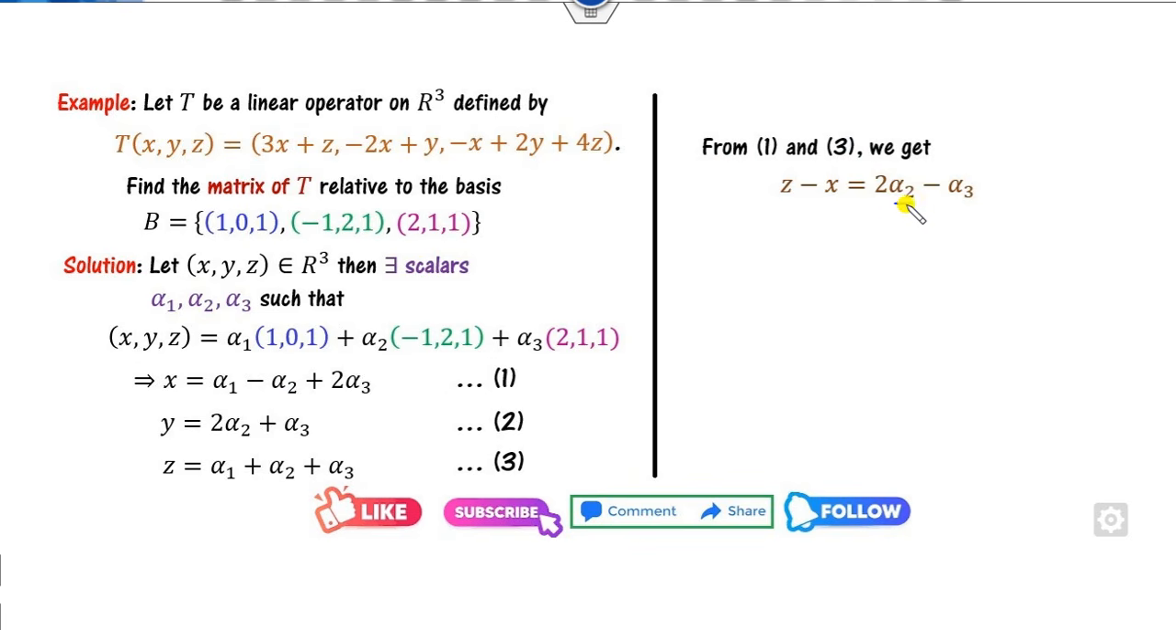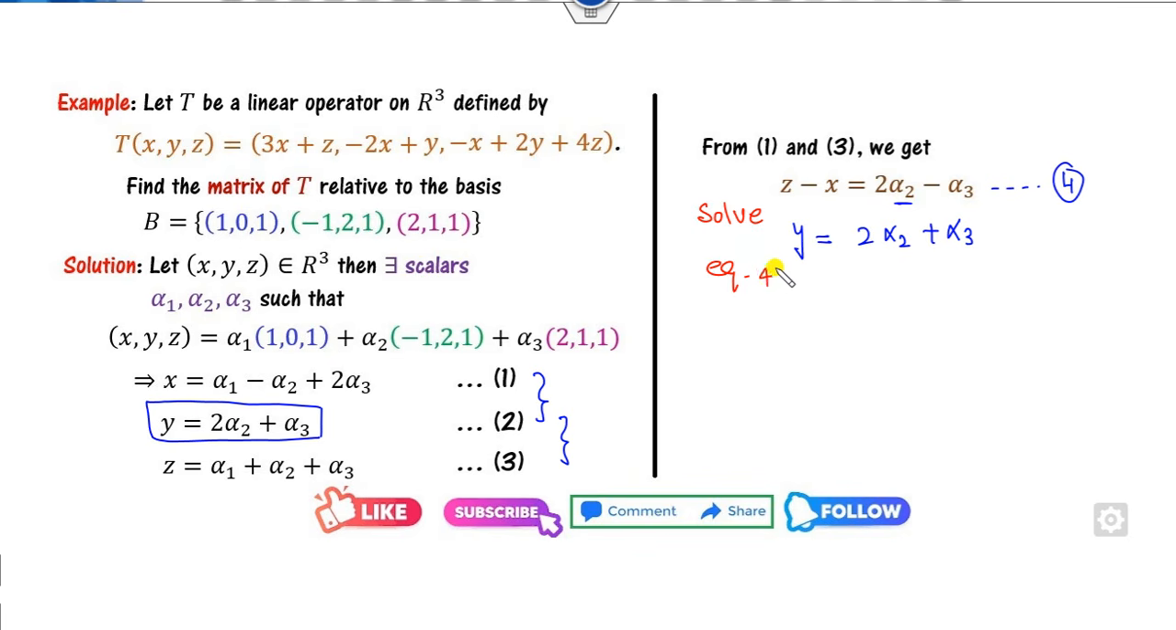Now you can see this is the expression of alpha 2, alpha 3. Now I have to solve these equations in terms of alpha 2 and alpha 3, but you can see one equation is already in terms of alpha 2, alpha 3. Fine. Now you have the two equations. I call this equation number 4.